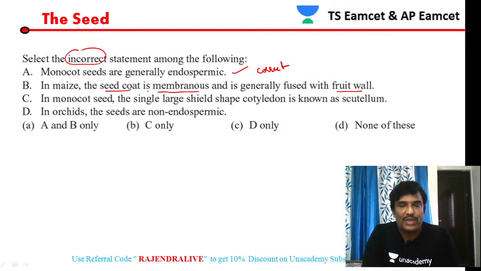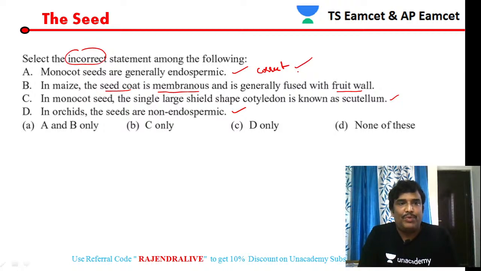Then in a monocot seed, there is a single large shield-shaped cotyledon, and it is known as the scutellum. Then in orchids, the seeds are non-endospermic. So that is also correct. Once again, let us see option A: monocot seeds are endospermic. So this is a correct statement.